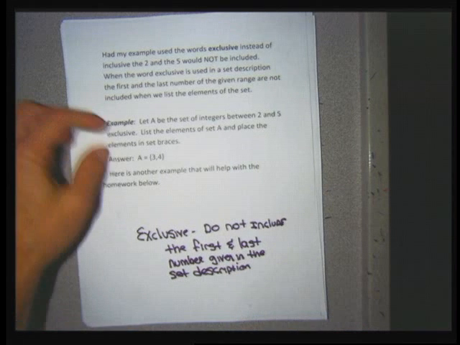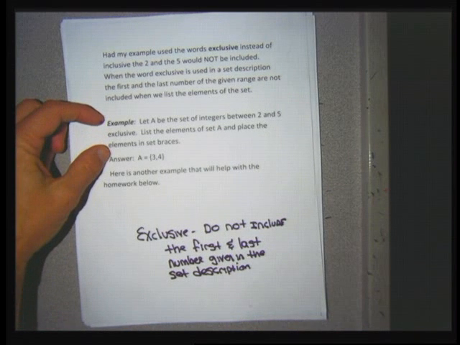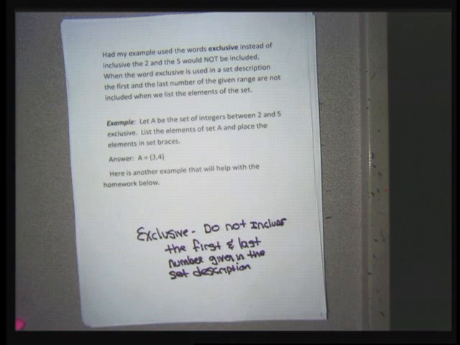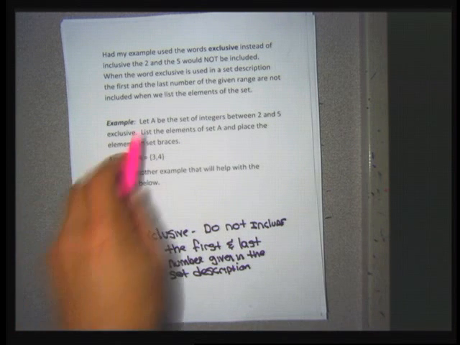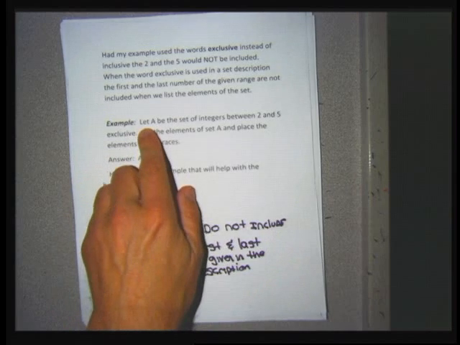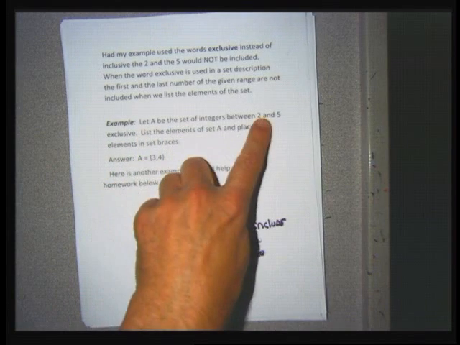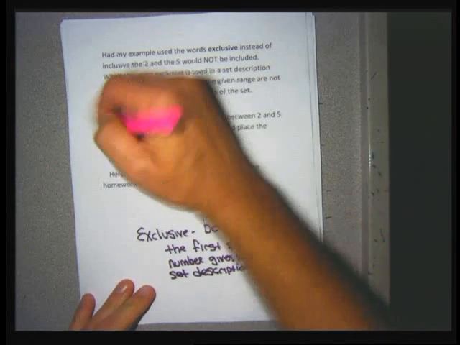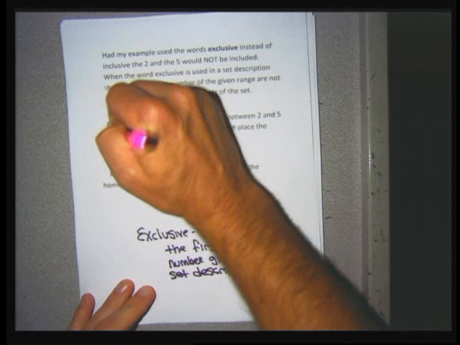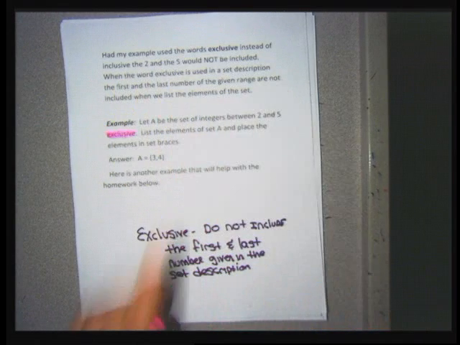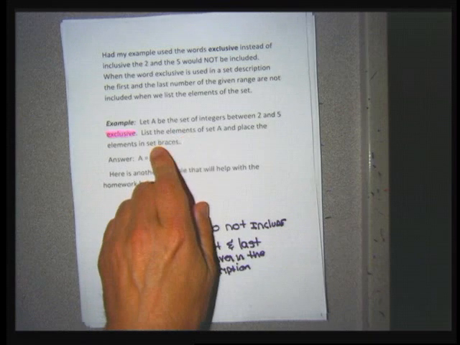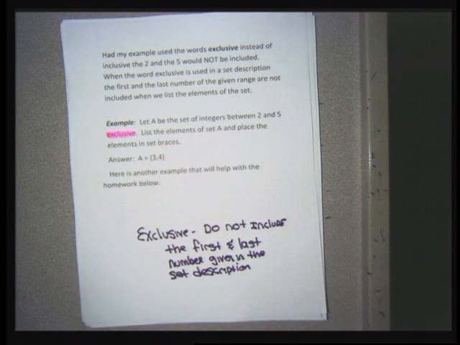So, same essential problem that we just did, the same example, but written with the word exclusive as opposed to inclusive. So, I'll do this example real quickly here. Let A be the set of integers between 2 and 5, exclusive, which means I don't include the 2 and the 5. List the elements of set A and place the elements in set braces. And I've done that already.